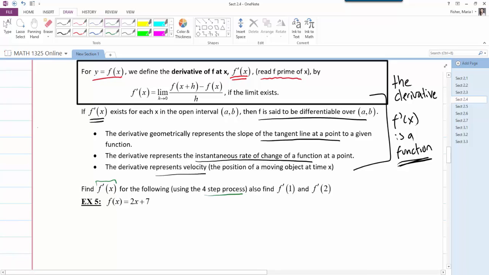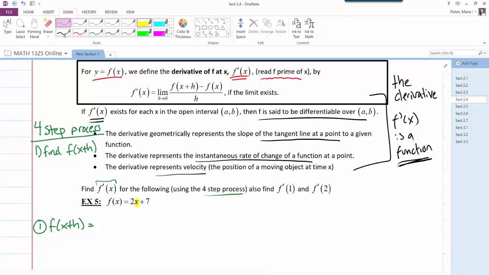The first thing for our 4-step process is going to be to find f of x plus h. So step 1, find f of x plus h. Well, f of x plus h is just a function value. It says, instead of writing this x that we have in our function, we're going to write x plus h and we're going to clean it up. So we're going to write 2 times x plus h plus 7, and we're going to clean it up. So distributing my 2, I get 2x plus 2h plus 7. I don't have any like terms, so that's the most that I can do.